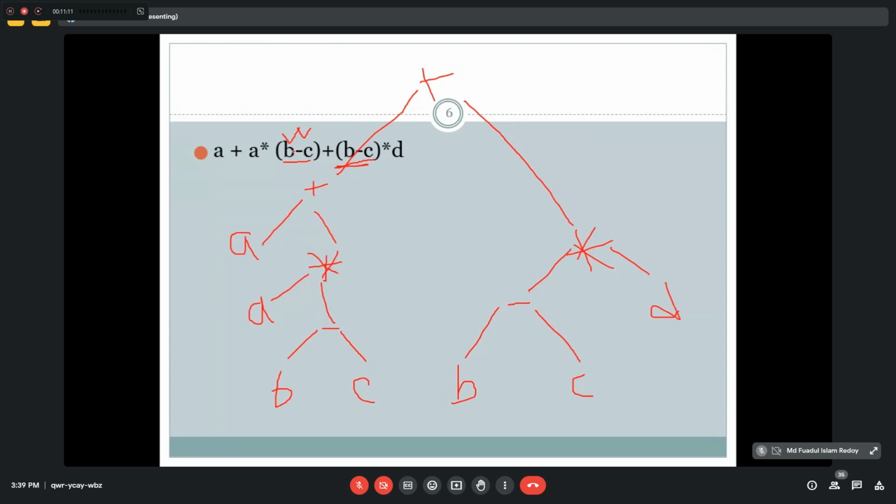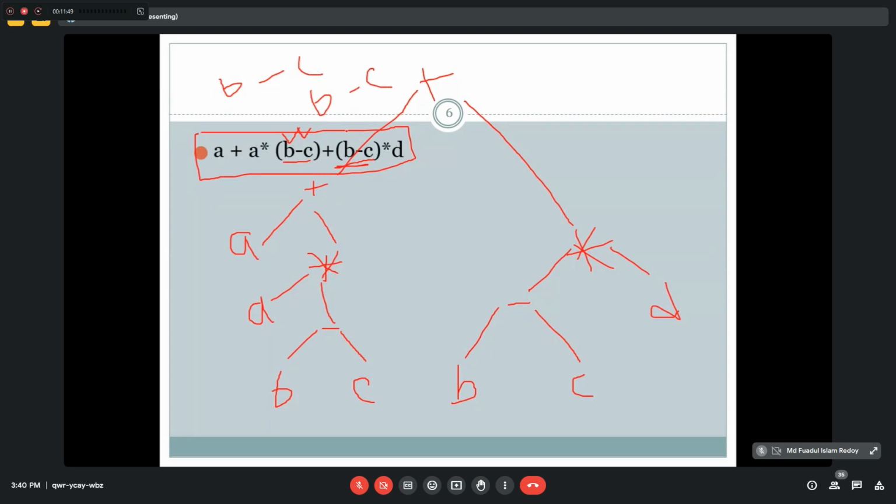So tell me, here b minus c and b minus c, is it the same or not? If you think about this expression, they are same or not? B minus c and b minus c. If you look at the expression, there is 2b minus c. So both b minus c are the same or not?